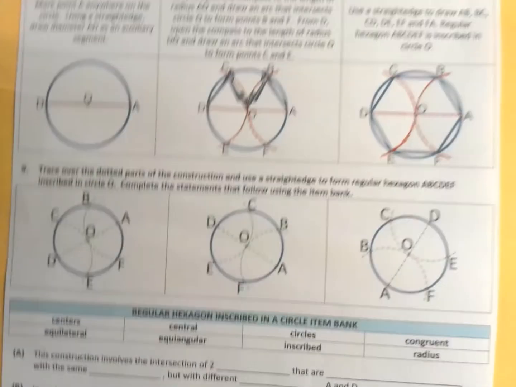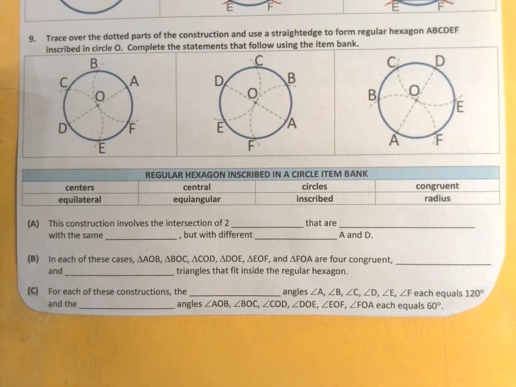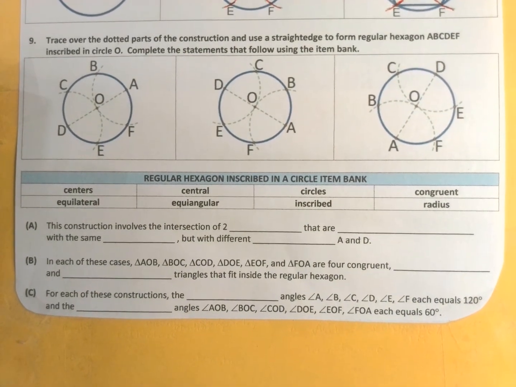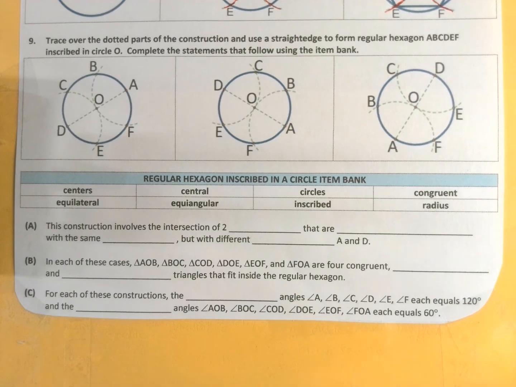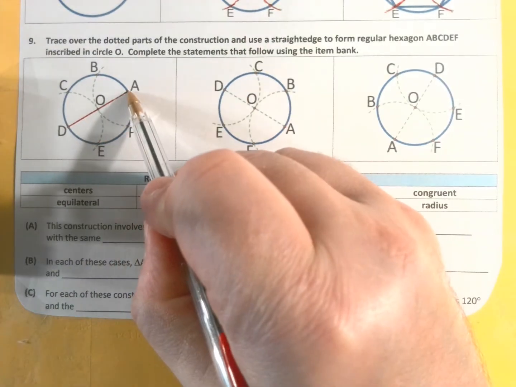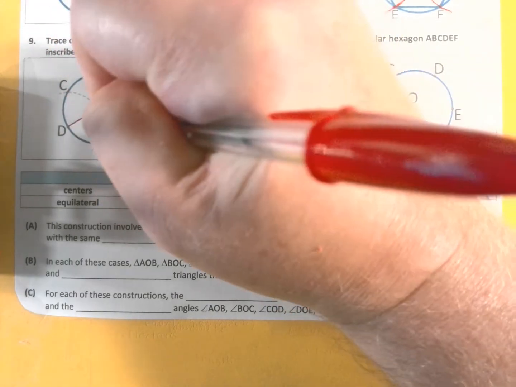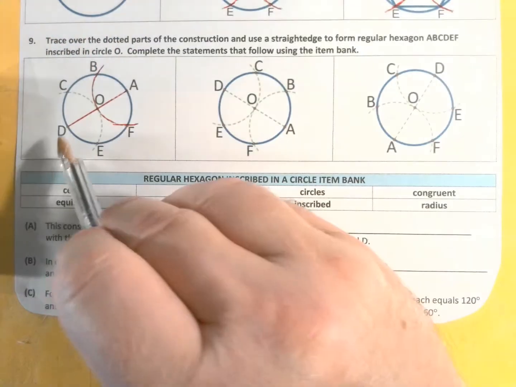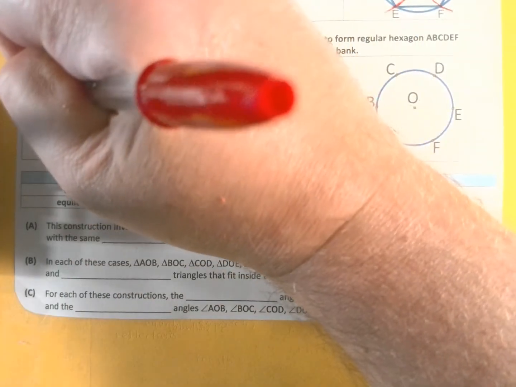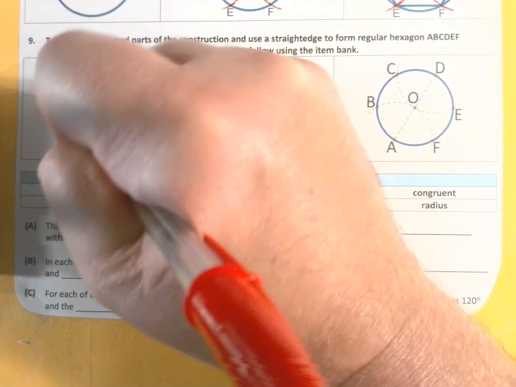We're going to trace over the dotted parts of the construction, and we're going to use a straight edge to form regular hexagon ABCDEF inscribed in circle O. So we start off first again. We need our diameter going from A to D. And then our compass point goes here to point O, and we form this arc so we can get B and F. And then from D to O, we form this arc so we can get points C and E.